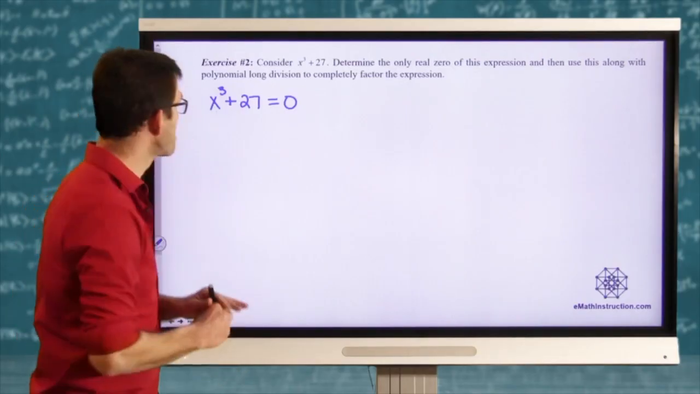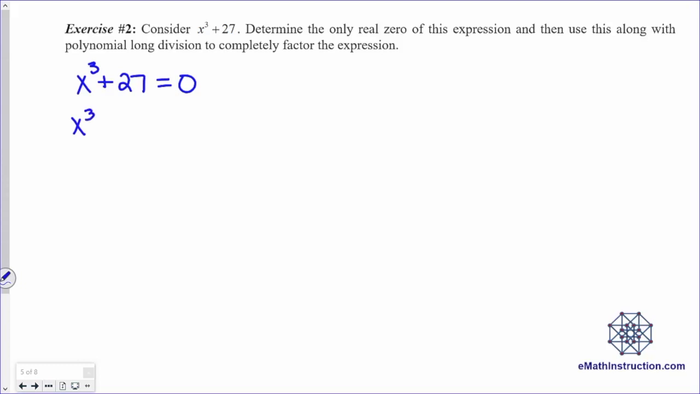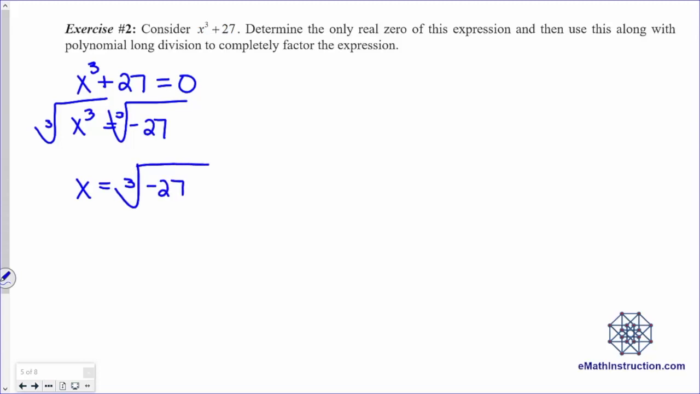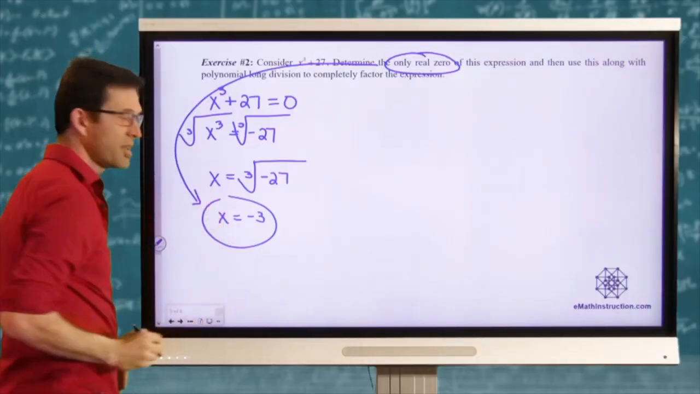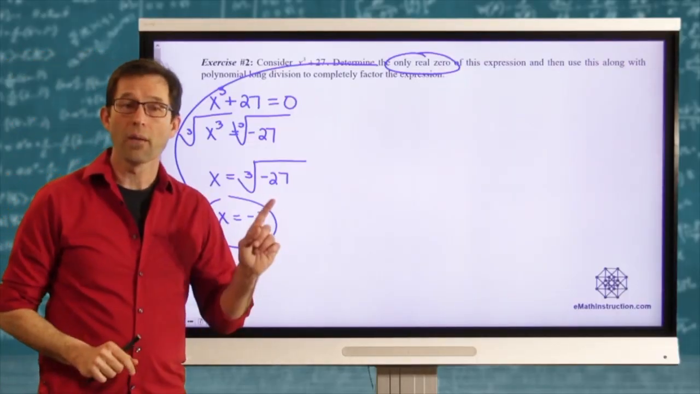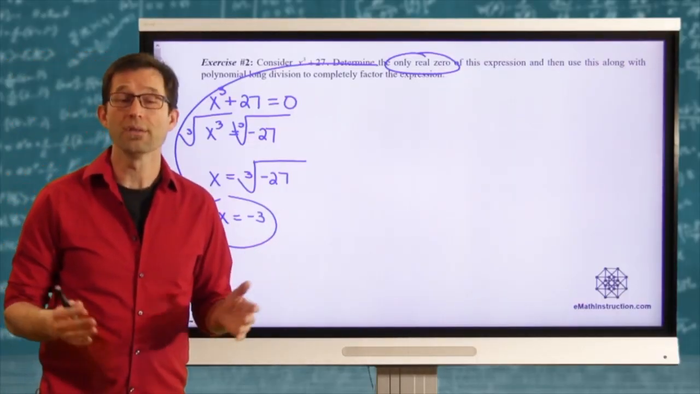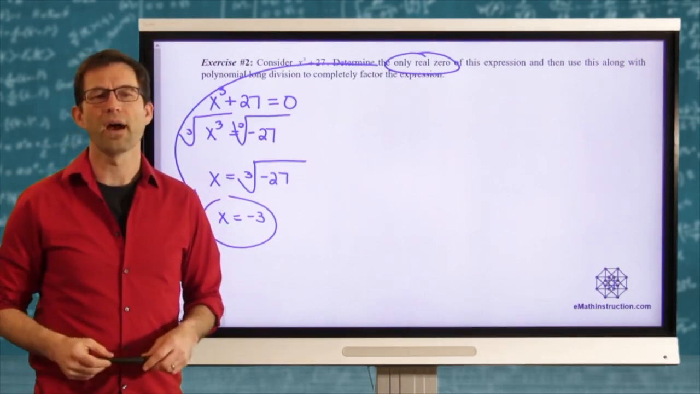All right, well, it's pretty simple. We then say x cubed equals negative 27. We then take the cube root of both sides, and unlike square roots, cube roots have no problem with negatives underneath them. And the cube root of negative 27 is negative 3. All right, so that is the only real zero. x equals negative 3. Now, because x equals negative 3 is a zero, what would have to be a factor?